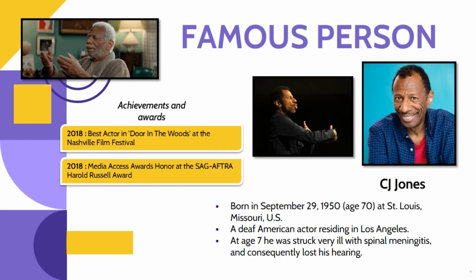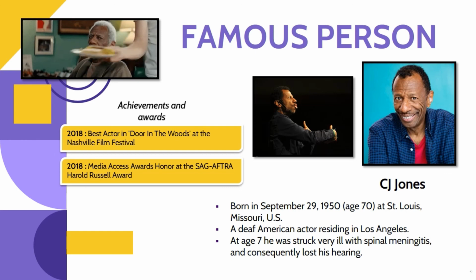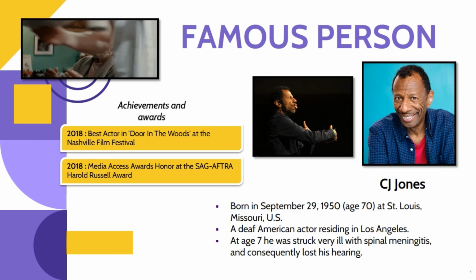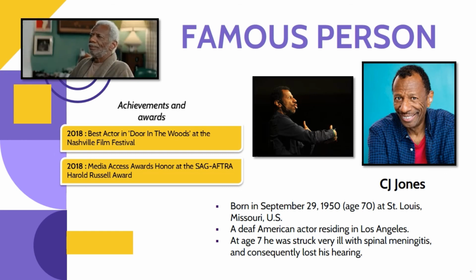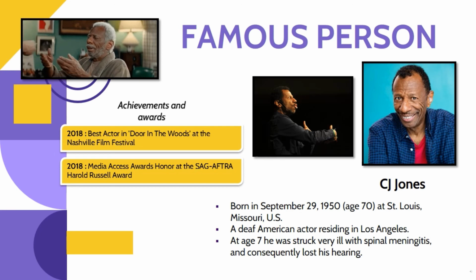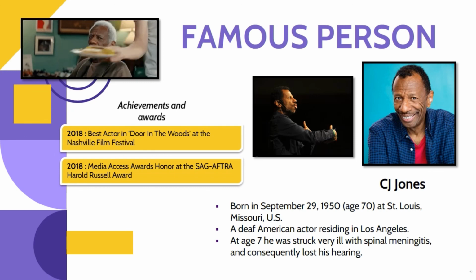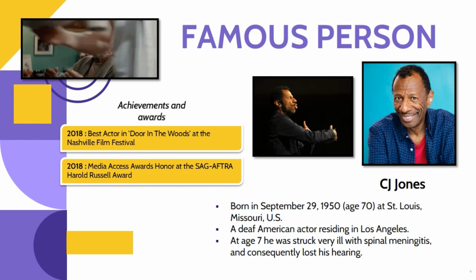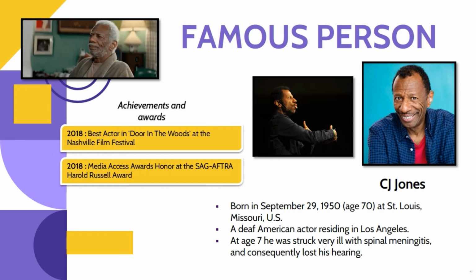For the famous person is CJ Jones. CJ was born on September 29, 1950 in St. Louis, Missouri, United States. Actor, comedian, writer and director, CJ Jones was one of 7 hearing children born to deaf parents who communicate in American Sign Language or ASL.